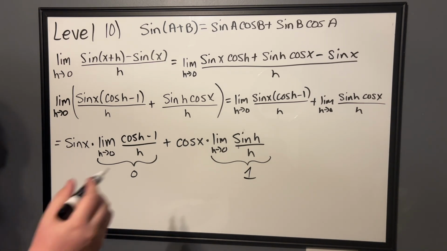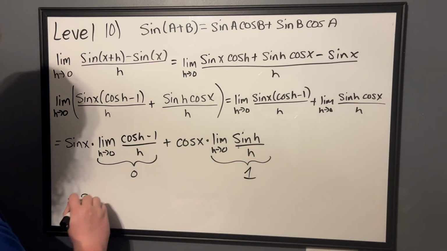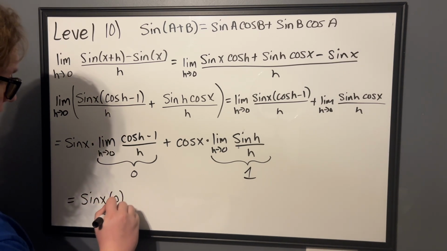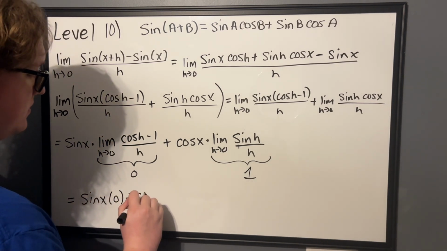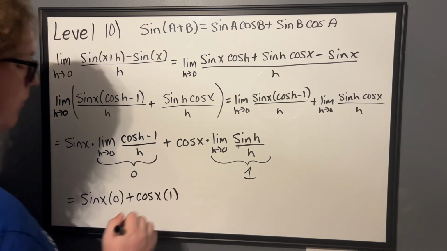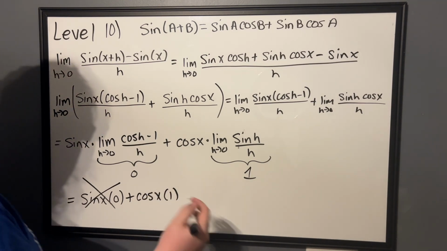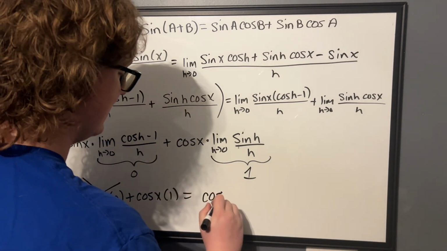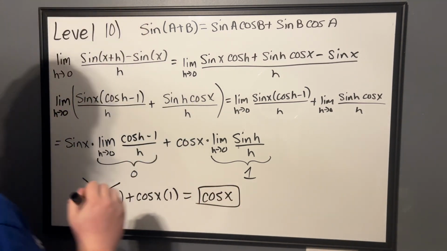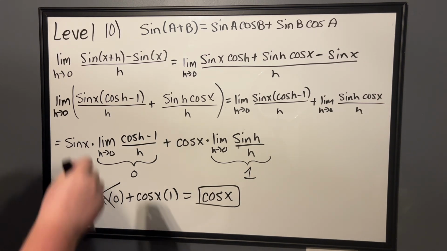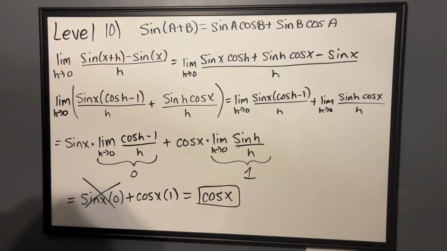So what we end up having is sine x multiplied by 0 plus cosine x multiplied by 1. You can see this is nice because this term will just go away, and we just have cosine x times 1, which of course is cosine x, which is exactly what we were looking for. We took the derivative, this is the definition of the derivative of sine x, and we knew we were looking for cosine x, and that's what we ended up getting. So that's great news, and this is our level 10 derivative.